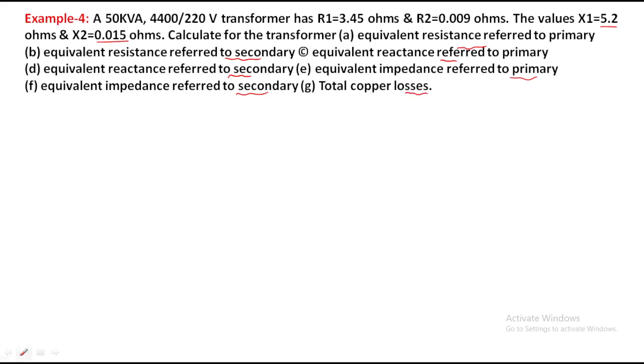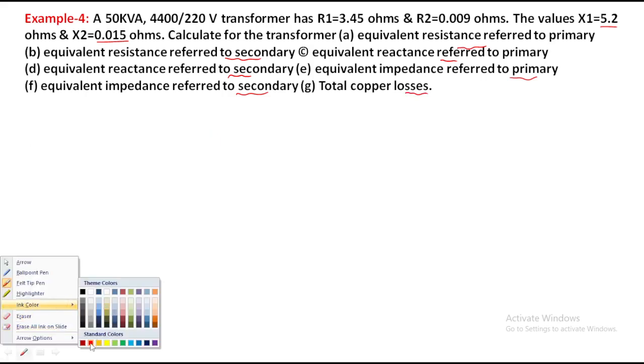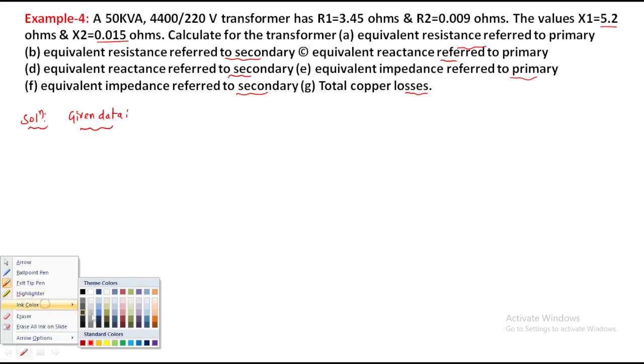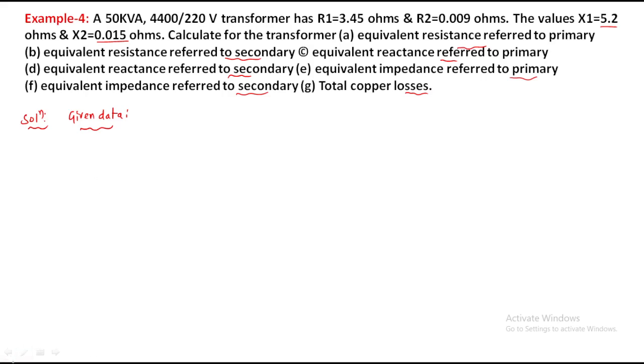So from the given data, we have to calculate the total calculations. Given data: K is equal to E2 by E1. What is the value of E2? That is 220 by 4400. The value is 1 by 20, which is the transformation ratio.